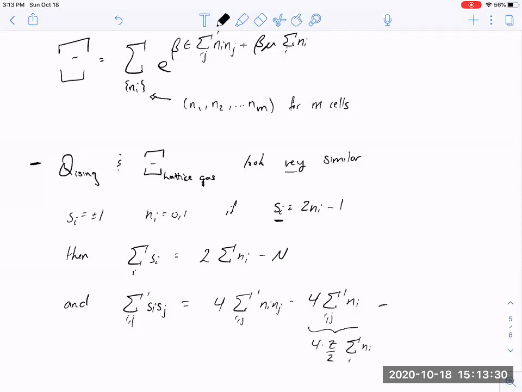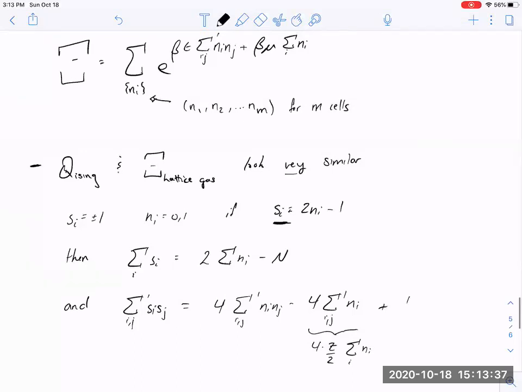And finally, a term from the constant minus 1 piece in this transformation, which gives me 1/2 N Z as the total number of neighbors on a square lattice, or on a generalized square lattice, or a general lattice.